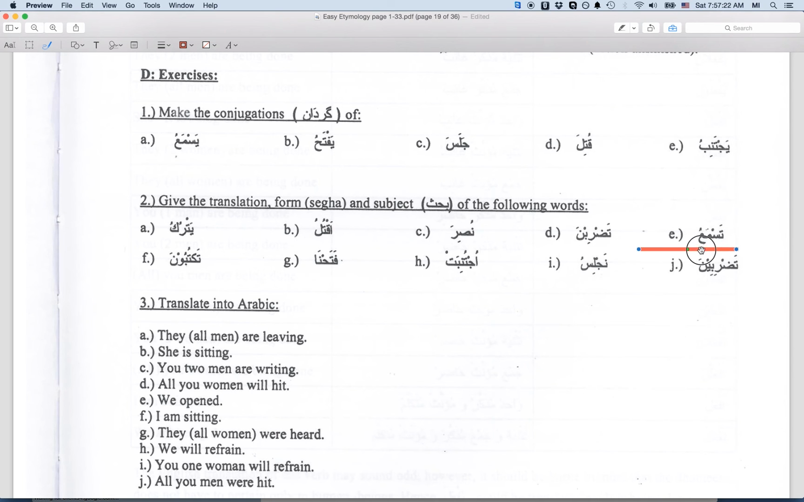Tasma'u. Tasma'u could be for multiple of them. It could be either Wahid Muannas Ghaib Tasma'u. She one woman listened, or she one woman will listen or listening. It could also be tasma'u, you one man is listening or will listen. So it could be one of these two. Tasma'u for that, for the female or man. Wahid muannas ghaib or wahid mudhakkar hadir.